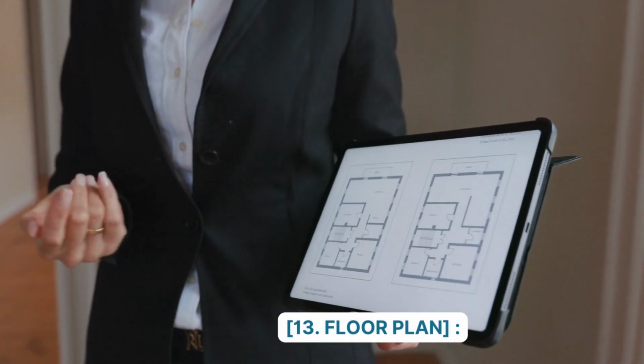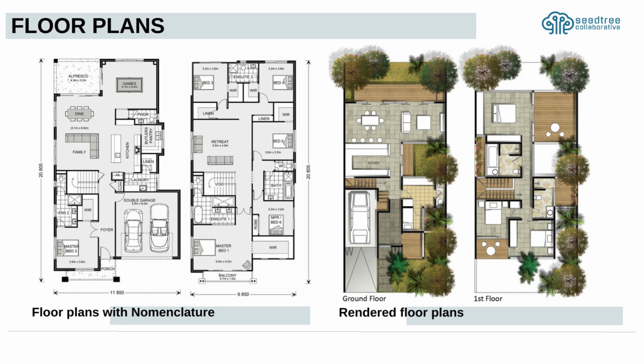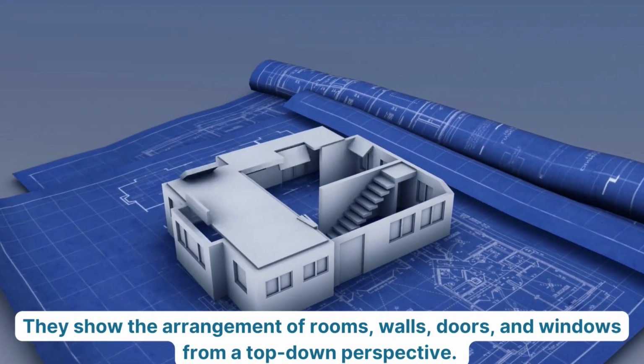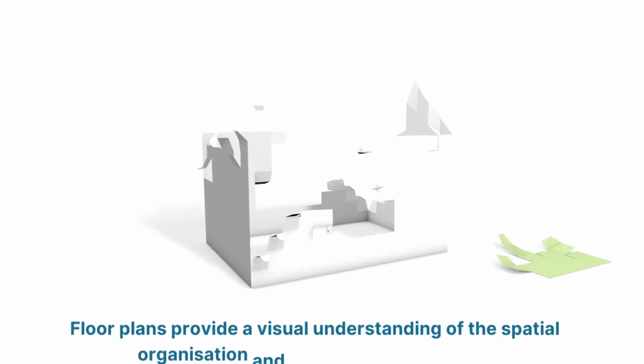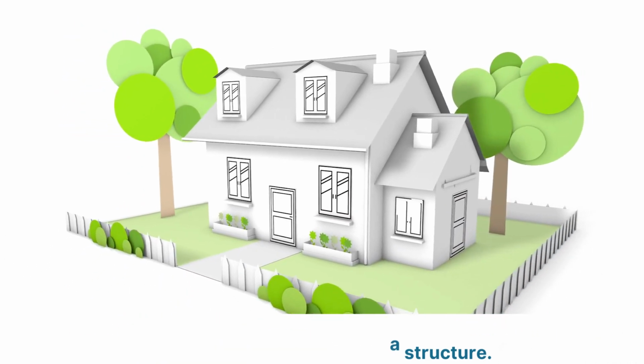Number 13. Floor plans. Floor plans in architecture are graphical representations of a building's layout. They show the arrangement of rooms, walls, doors, and windows from a top-down perspective. Floor plans provide a visual understanding of the spatial organization and flow within a structure.